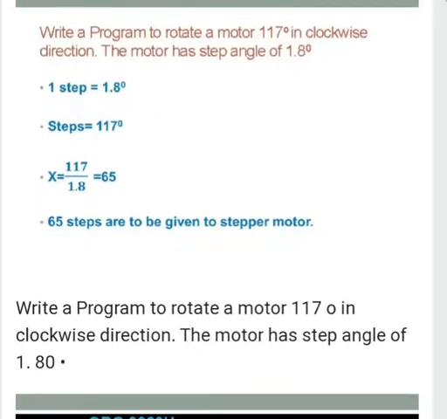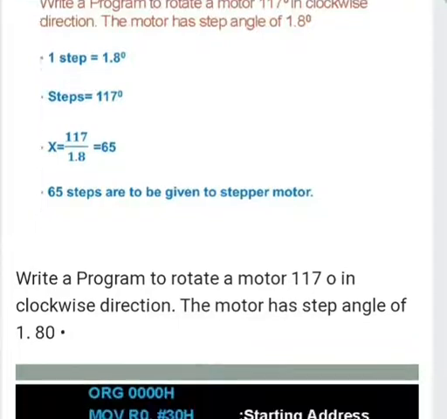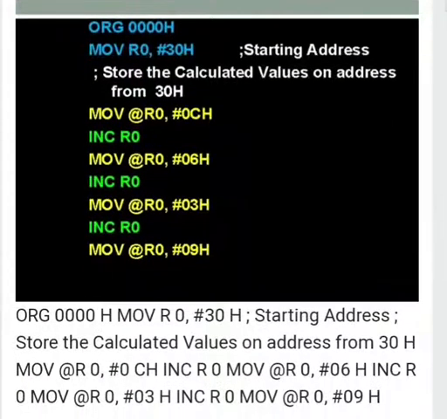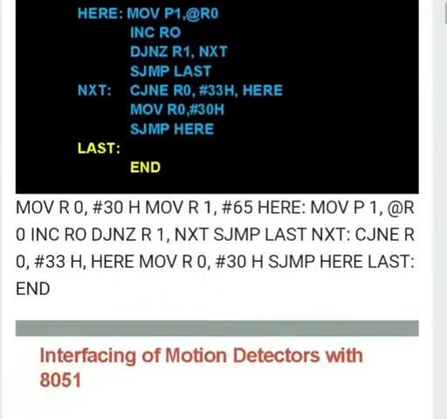So for writing a program, the motor has a step angle of 1.8 degrees. One step means 1.8 degrees. So there are 200 steps. And this is a program. The starting address 38 is given. Store the calculated values.